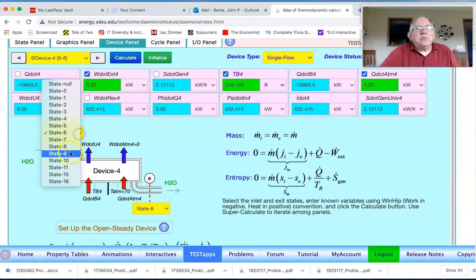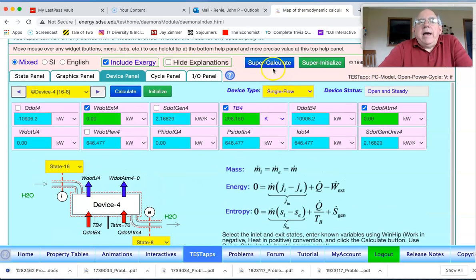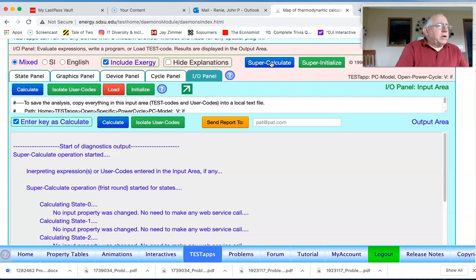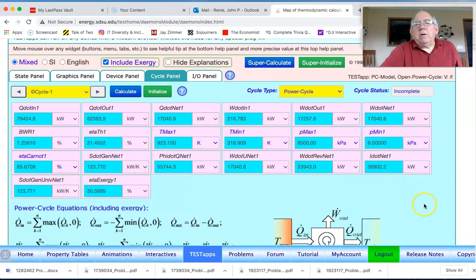And this 6 is really now 16. And so this is the real condenser. And so now we have 16 to 8 as the real condenser. And so with that in mind, we now have obtained all the proper states, and we've also included all the proper devices, and we can go and take a look at the cycle panel.